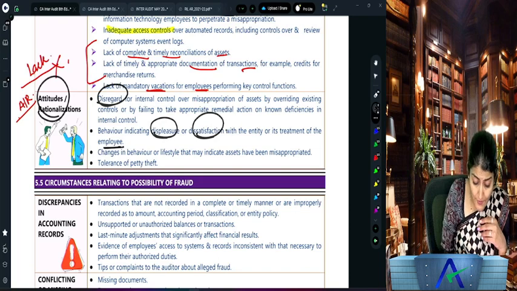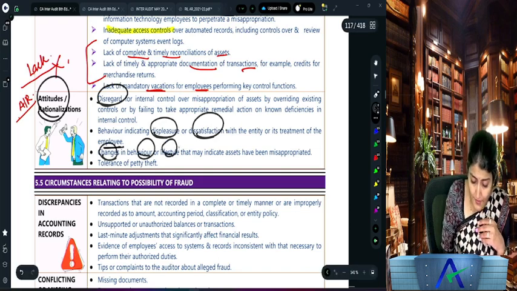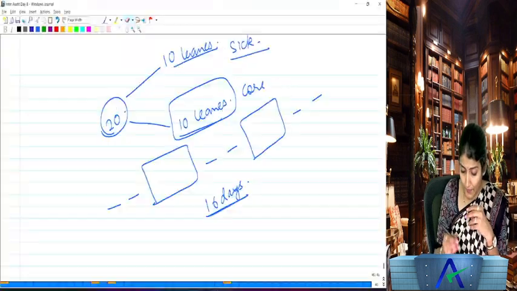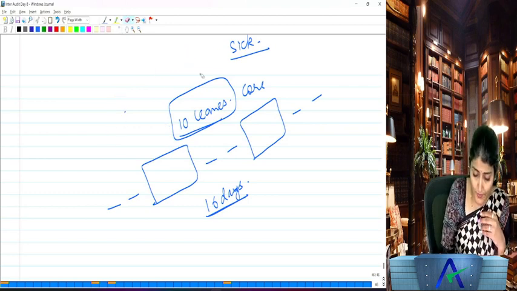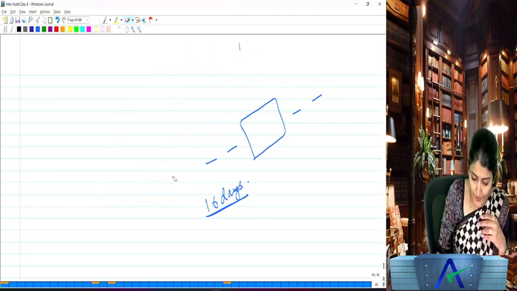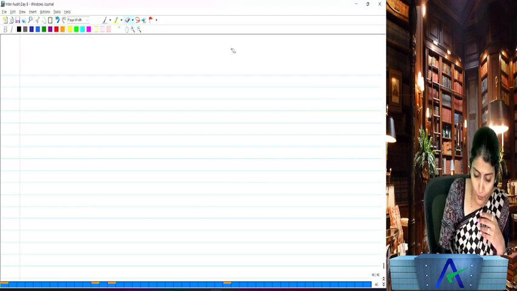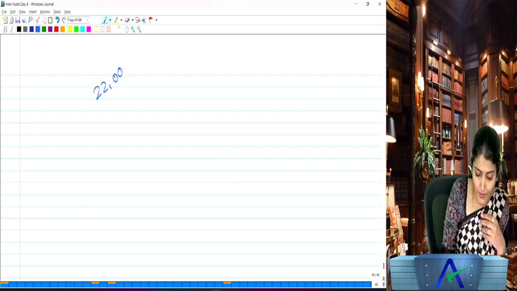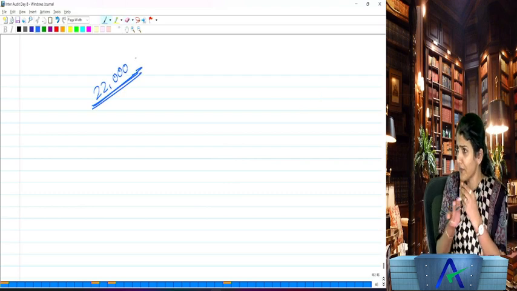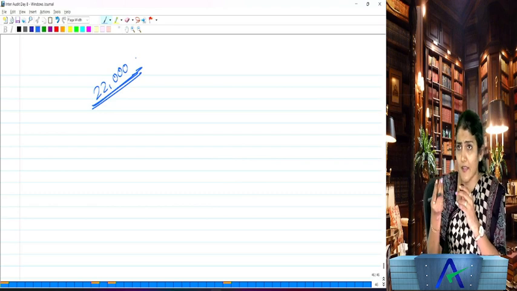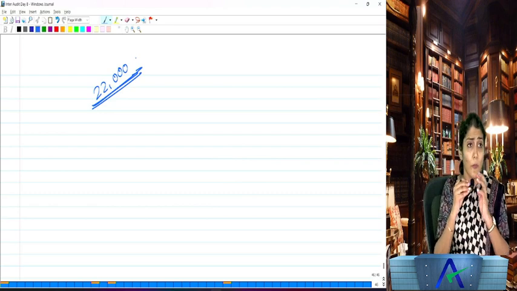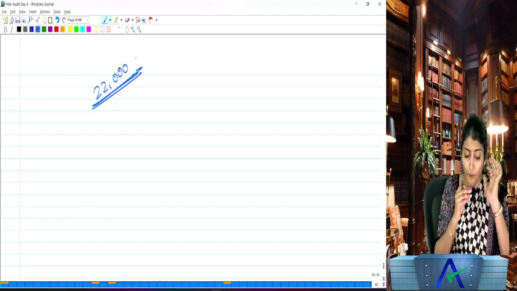Right. Then what does it say? Changes in behavior or lifestyle. Right. So what happened? This particular employee has been working with your company for the last 4 years, and you know that the salary paid to this employee is 22,000 per month. Right. So decent enough. He's getting a salary of 22,000 rupees per month. Okay. Now, what happened?